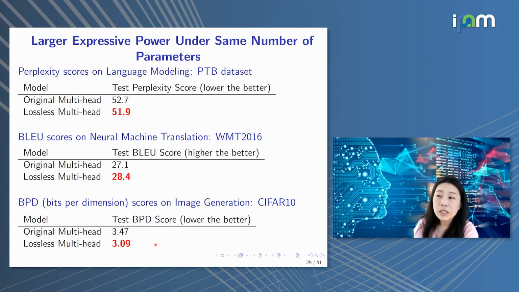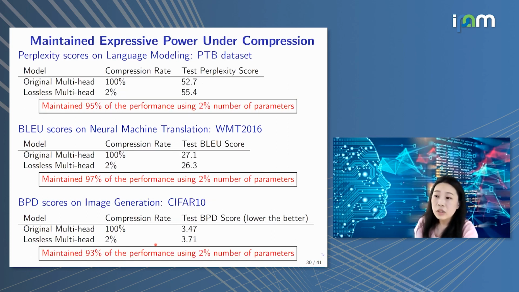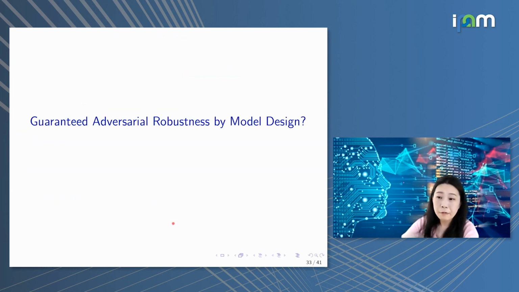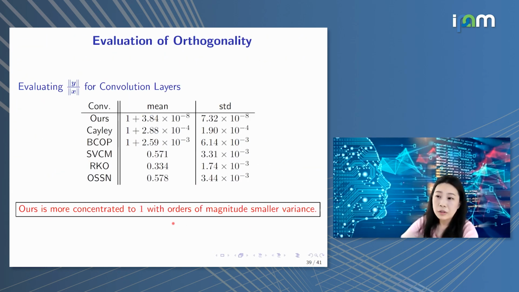You can see some really good results by doing this lossless multi-head design. We can get very good results using different datasets like language modeling, neural machine translation, and image generation. You can also see we can maintain 95% of the performance using 2% of the parameters, and essentially also here for these other tasks. So I'm going to skip here and wrap up with the final thing I wanted to say.